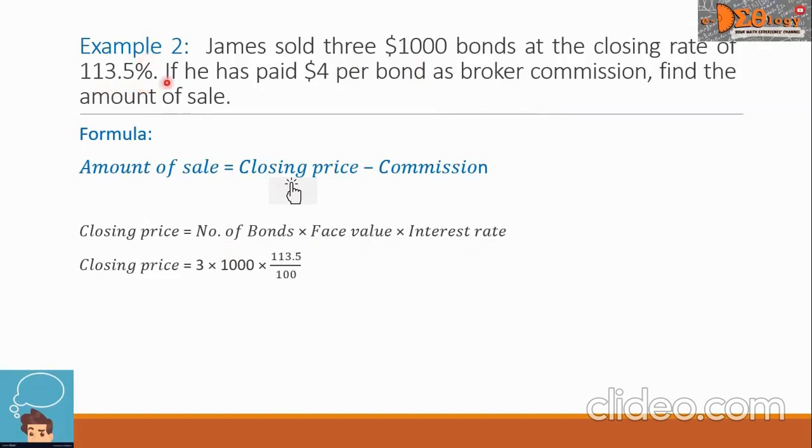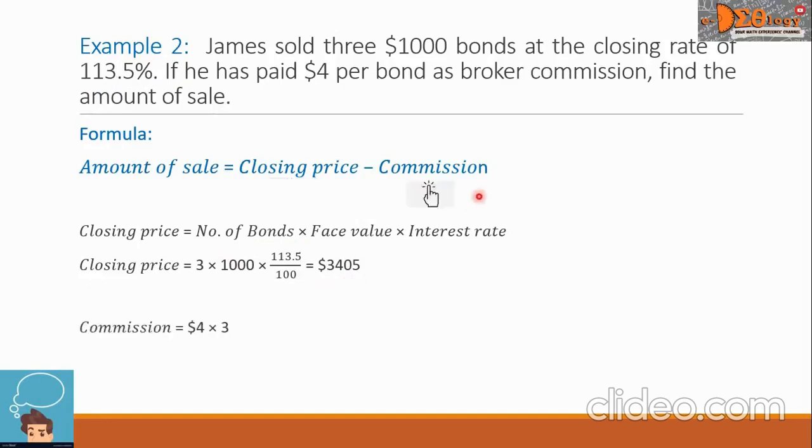Let us express this percent as a fraction. We drop the percent sign. We copied that 113.5 over 100. And using our calculator, the value is $3,405.